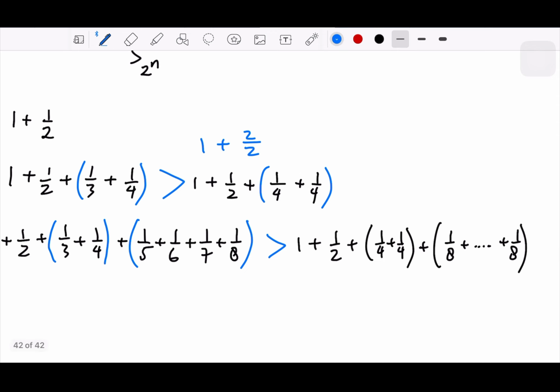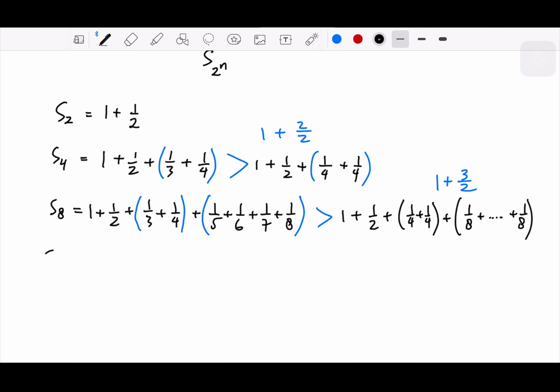that is 1 plus 3/2, right? 1/8, 1/8, 1/4, 1/4, 1/4 is half. Half and 1 is 3/2, right? Okay, so 1 plus 3/2. And if you get the 16, this will also give you at least 1 plus 4/2. So it goes by 1 plus 2/2, 1 plus 3/2, 1 plus 4/2, and so on and so forth.